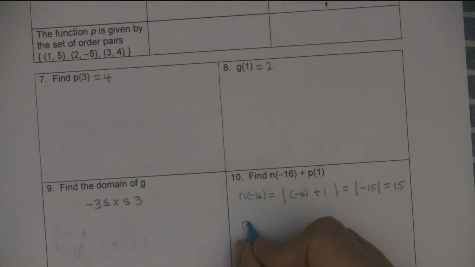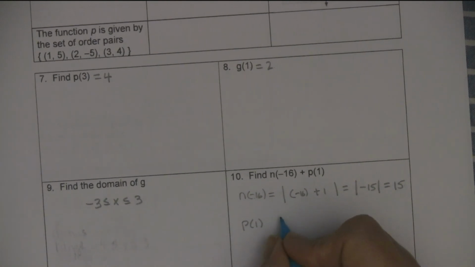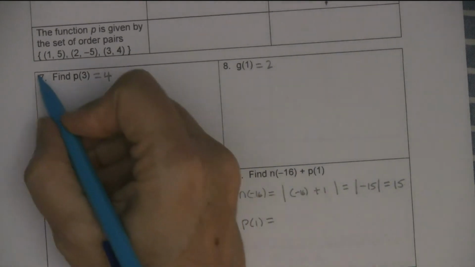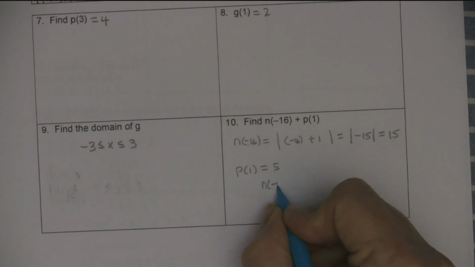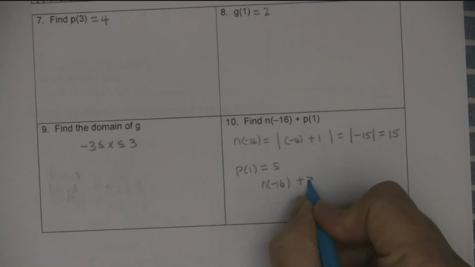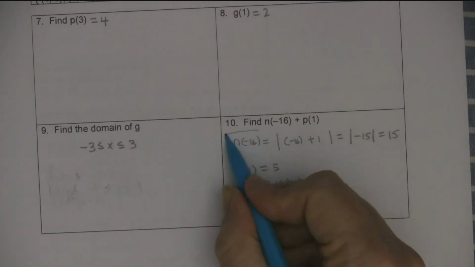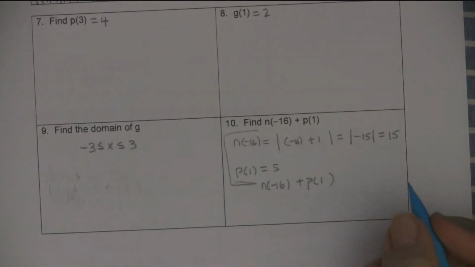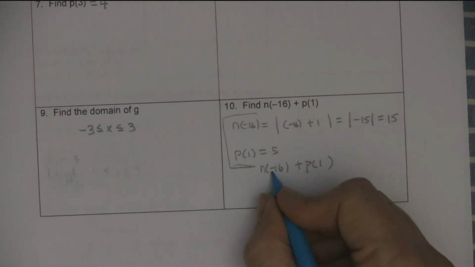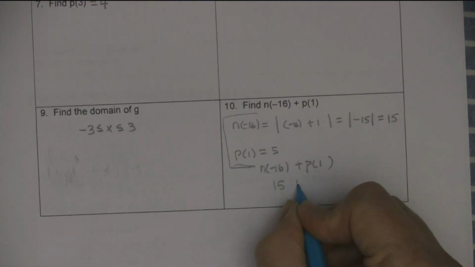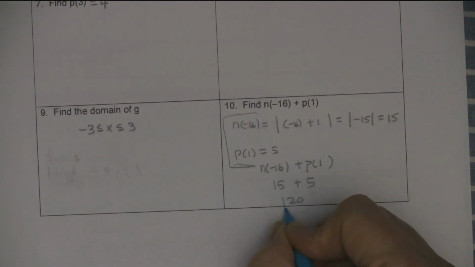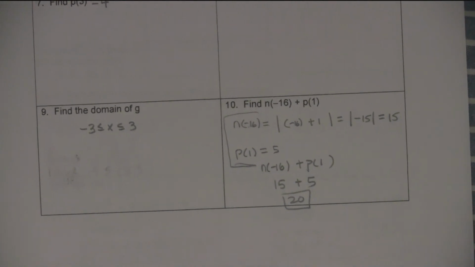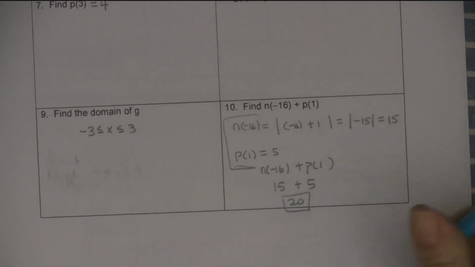So this is equal to 15. And I can find P at 1 while I'm here, just making notes. P at 1 is 5. The input is 1, the output is 5, not much work to do. So N of -16 plus P at 1, this is just my preliminary work, if you will. This is equal to 15, and this was equal to 5. So my answer is 20. And so there you go. There's lab 10.